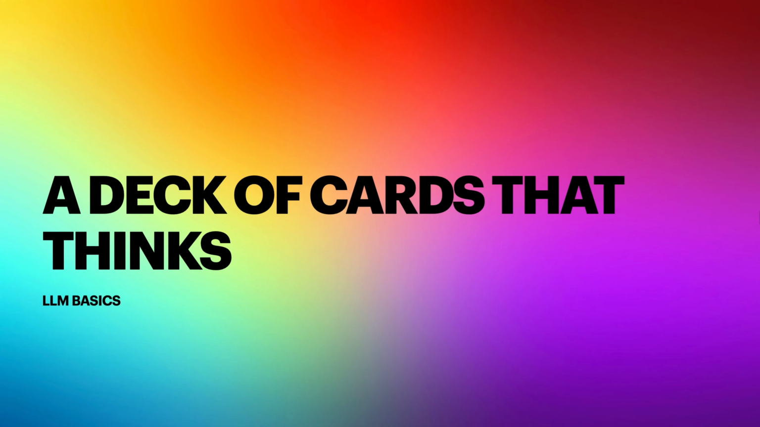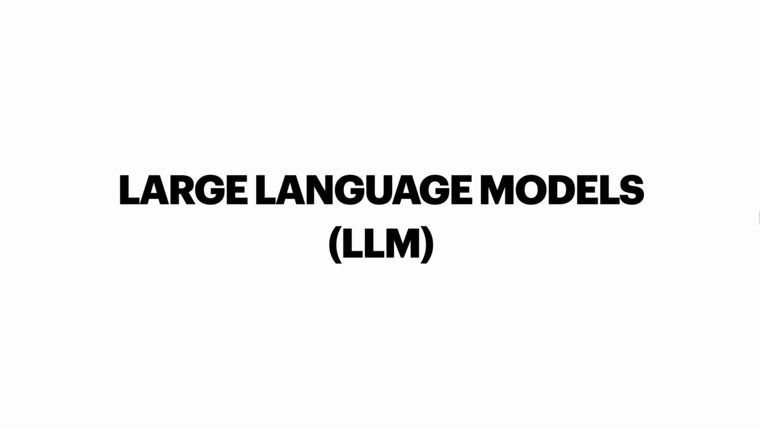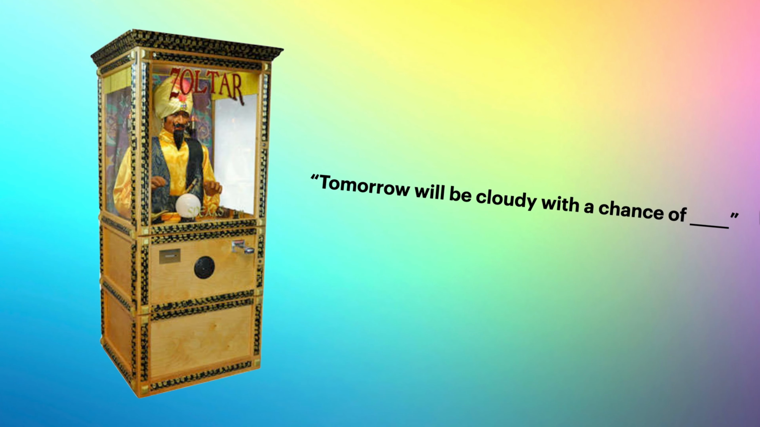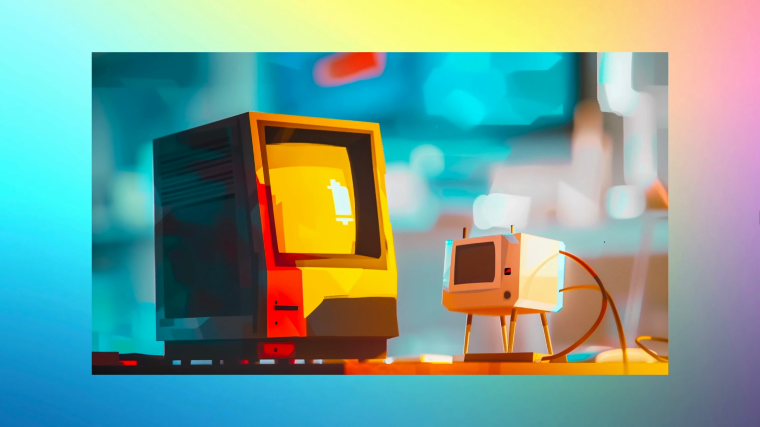Everyone's talking about large language models, or LLMs. LLMs are what make a lot of new AI innovations work, including ChatGPT. But what is a large language model and how does it work? At their core, LLMs are systems that can take some text and guess what the next word is going to be.